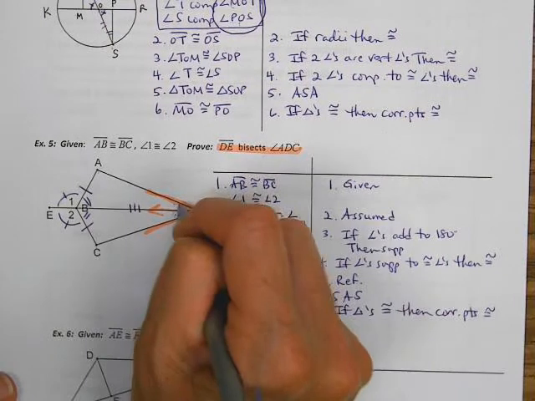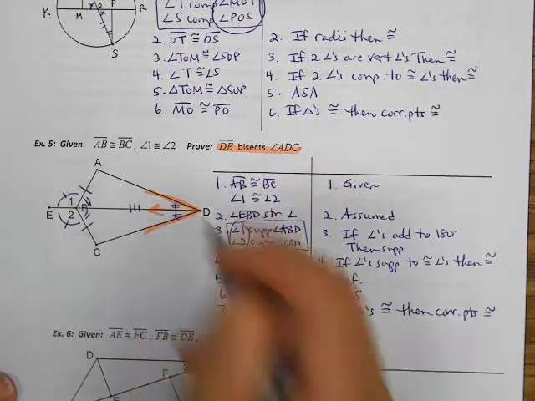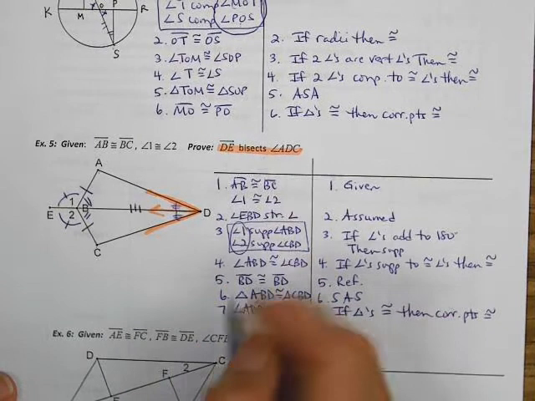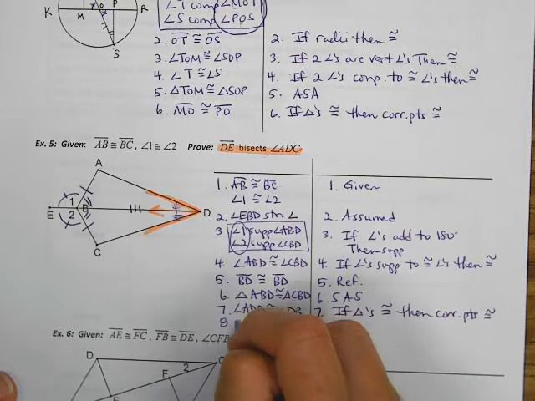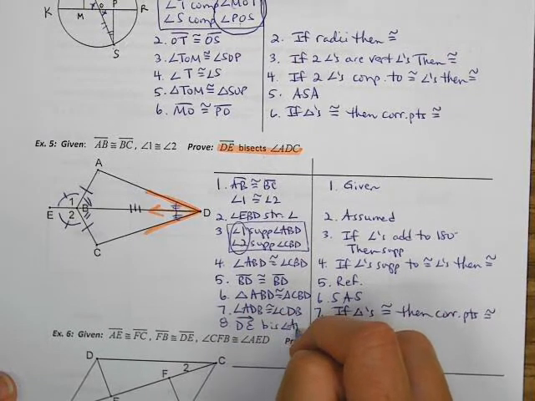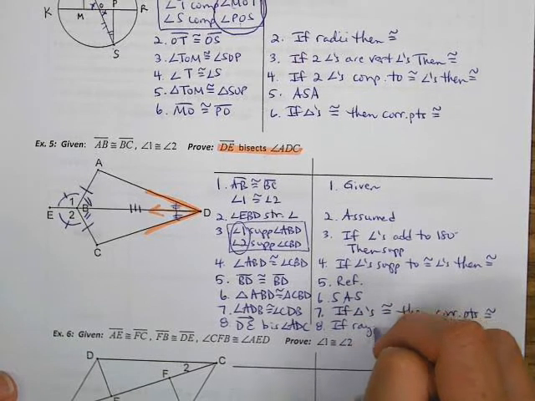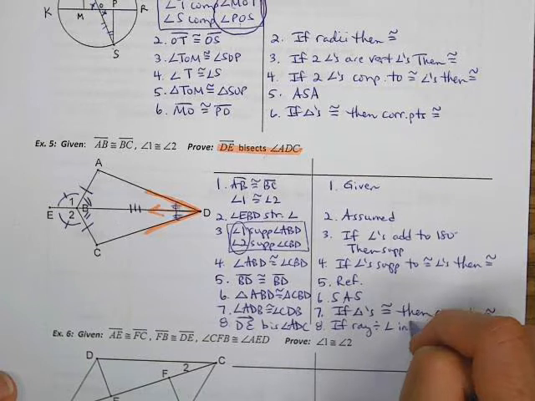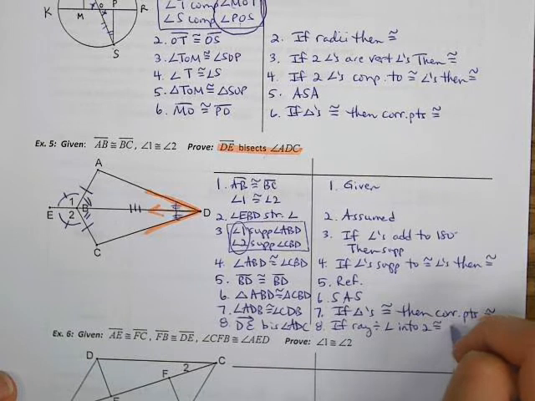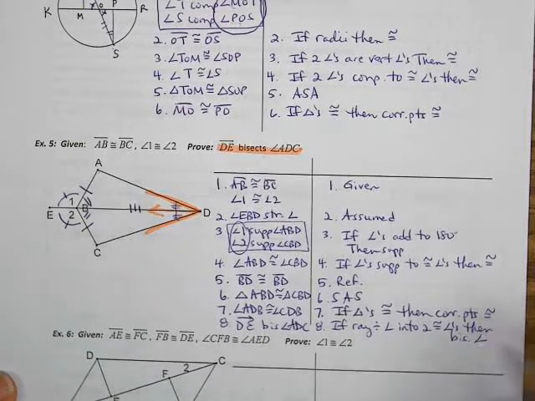And now, because I know those angles are congruent, I can now say I have a bisector. So now I can say DE bisects angle ADC, because if a ray divides an angle into two congruent angles, then it bisects the angle.